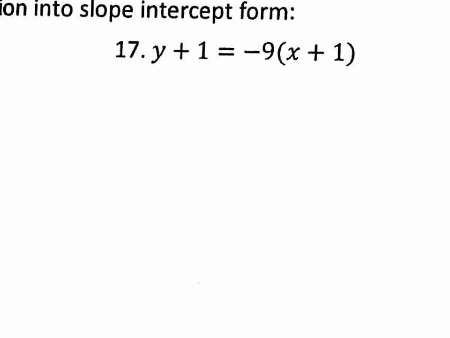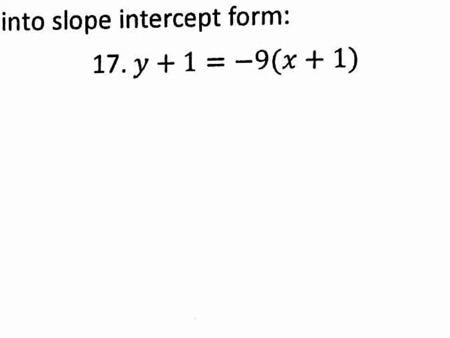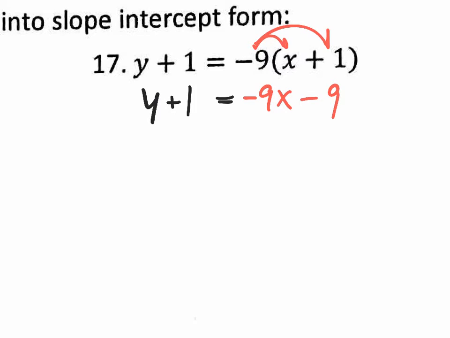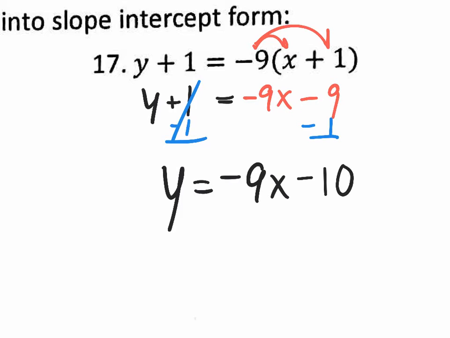Number 17, we don't even have a fraction here, so all we have to do is distribute and then get the y by itself. So negative 9 times x, negative 9x, negative 9 times 1 is negative 9. Bring down the equal sign, and we do have y plus 1 left over on this side. Let's get rid of that plus 1 by subtracting 1 and subtracting 1. So our final slope-intercept form equation is y equals negative 9x minus 10.